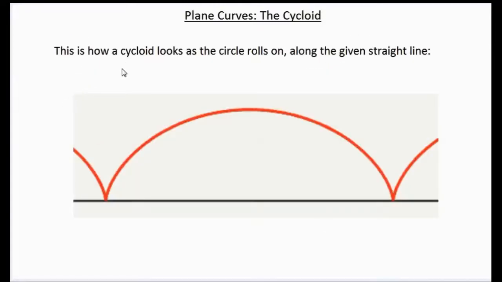So this is how a cycloid looks as the circle rolls along the given straight line. The circle is rolling along the straight line and the point P, which we showed, is tracing this arch.